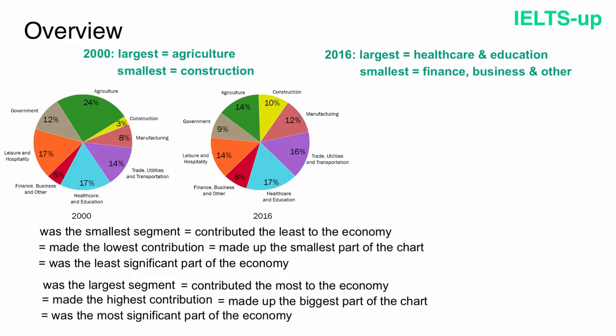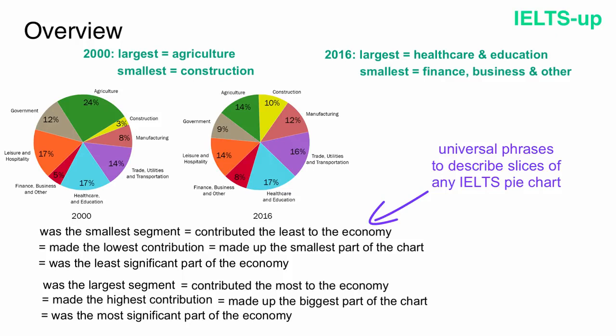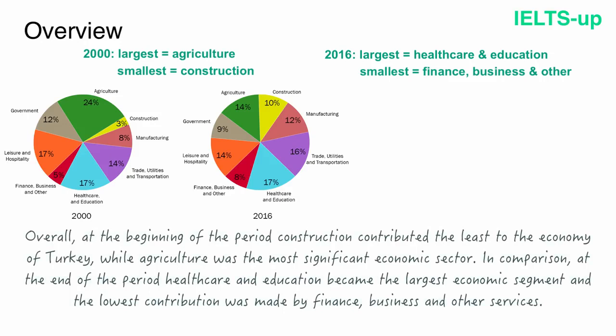If we take away the word economy, you can notice that these phrases are universal phrases to describe slices of any IELTS pie chart. Keep in mind this useful vocabulary. So, here is our overview. Overall, at the beginning of the period, construction contributed the least to the economy of Turkey, while agriculture was the most significant economic sector. In comparison, at the end of the period, healthcare and education became the largest economic segment, and the lowest contribution was made by finance, business and other services.